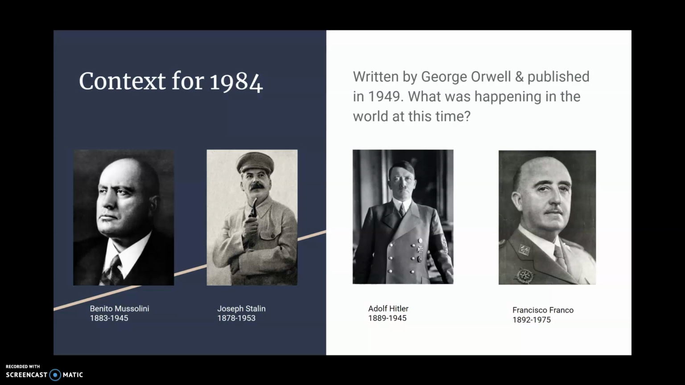So I'm going to talk a little bit about some of this historical context, what was happening at the time politically, just so you can understand why George Orwell published this book, why he believed the future looked so bleak for society, and why he thought society needed this warning in the form of his book.